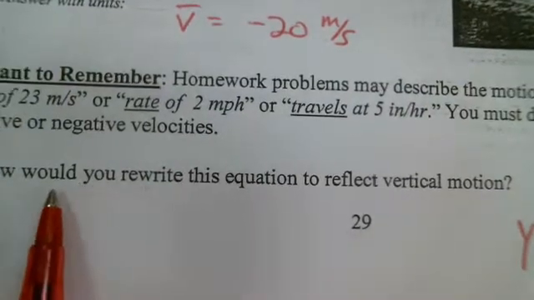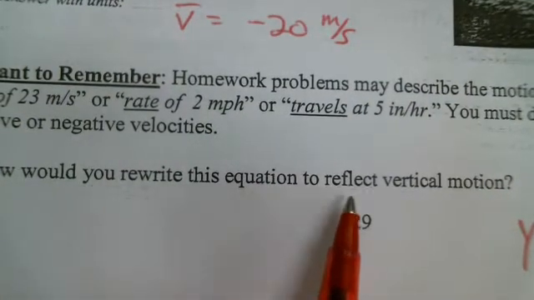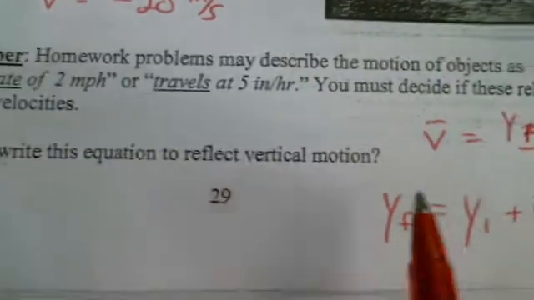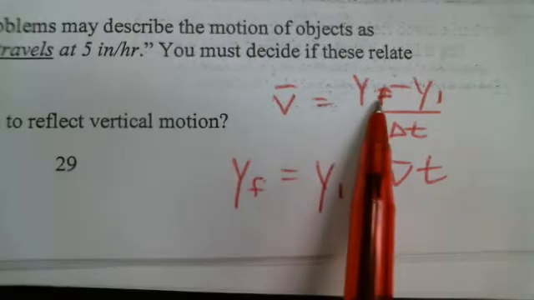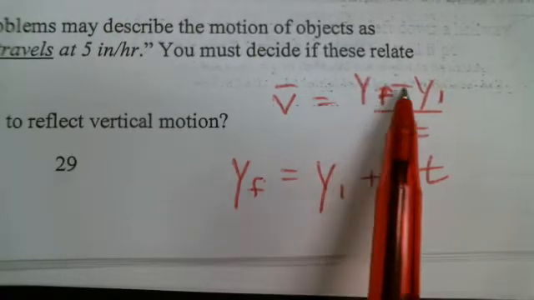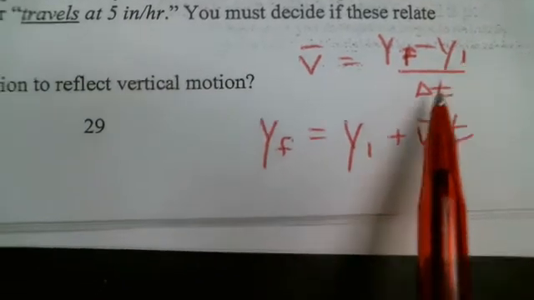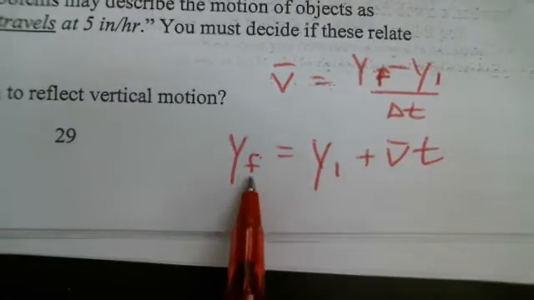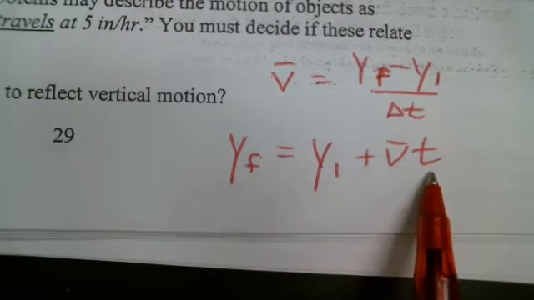Number 5, the last part of the notes. How would you rewrite this equation to reflect vertical motion? Well, we'd have the average velocity is equal to the final y location, y sub f, minus y sub i. Or the other equation, y sub f equals y sub i plus average velocity times t.